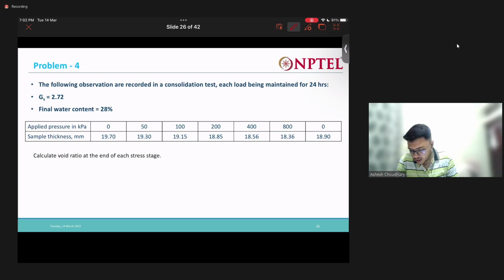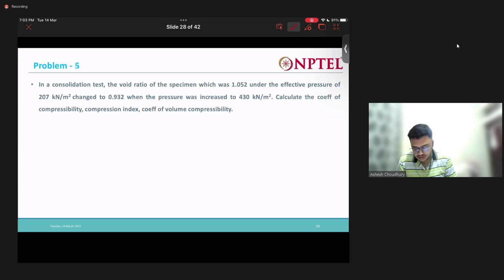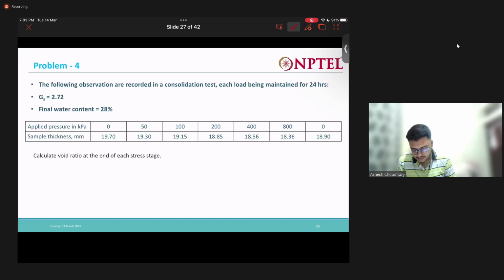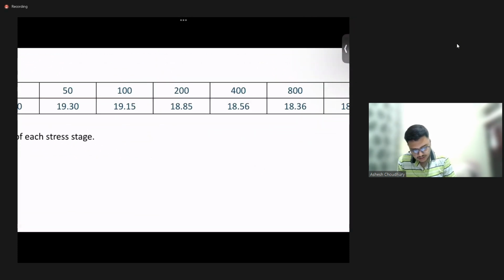Now here what values are given to us? The applied pressure is given and the sample thickness is given. Okay, in the previous case our dial gauge reading was given, in which we determined the change in thickness, and then we determined the heights of the soil, though it was not actually required. But now in this case my sample thickness is directly given. So how will we solve this? Initial procedure will be quite the same.